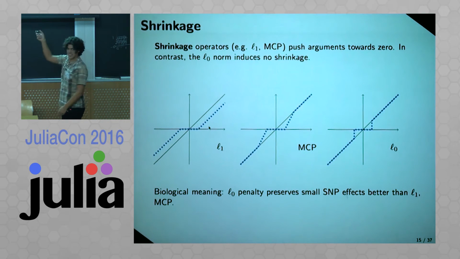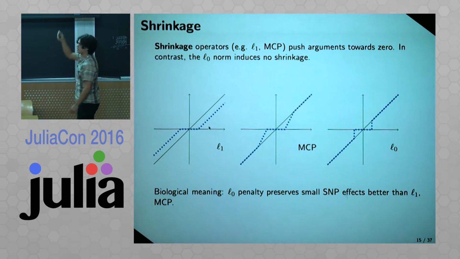Here I'm showing you this is actually MCP, unlike the previous slide. MCP, right, is also a shrinkage operator. But you'll notice that it's not shrinking the large effects. That was what you observed before mathematically. But as soon as it gets small, it'll mimic what it's doing in lasso. So it's kind of attenuating the shrinkage from lasso.